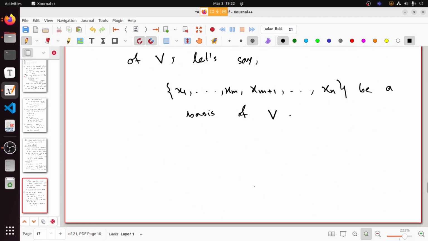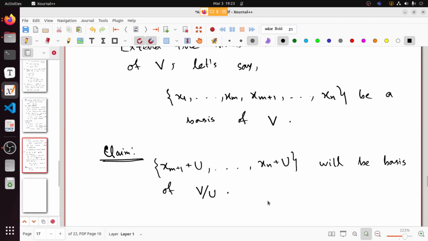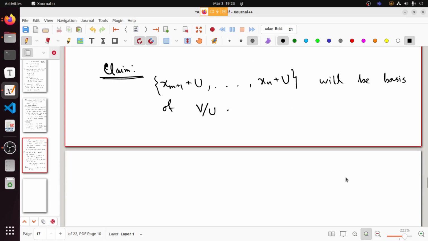Then we claim that, so we have to find the basis of V mod U, right? So x1 up to xm are in U. So if we add x1 up to xm with U, we will get nothing new, right? So these are itself in U. But xm plus 1 up to xn are non-trivial elements because these are not in U. So we claim that xm plus 1 plus U up to xn plus U will be the basis of V mod U. For that, we have to check that this set is linearly independent and that it spans V mod U. So first let's check that this is linearly independent.